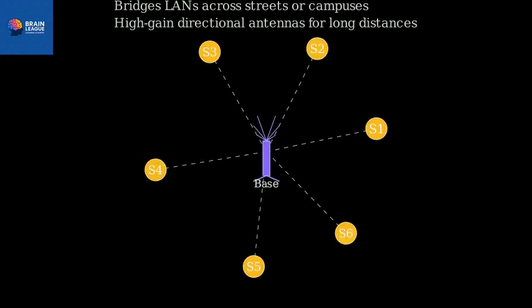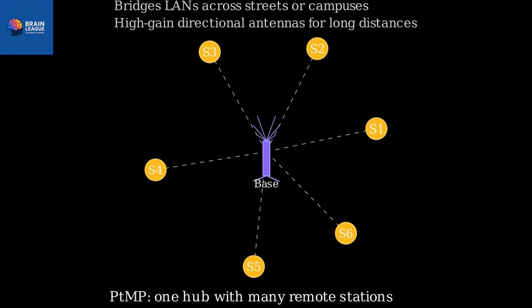Point-to-multipoint, one central hub with many remote stations. Each remote speaks only to the hub, not to each other. This powers wireless internet distribution, one base station with multiple subscribers. We will send a packet from the hub out to a subscriber.